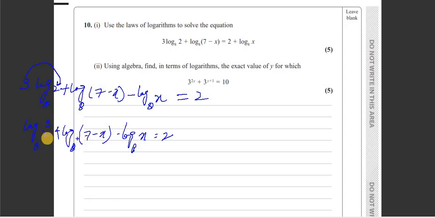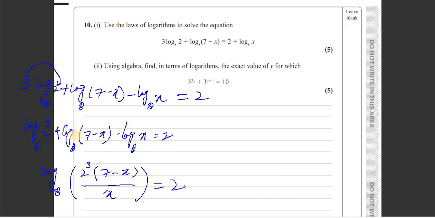Now we have 3 logs, and these 2 logs are being added and this one is subtracted, so you can rewrite all these terms as a single log base 10 of 2 to the power 3 multiplied by (7 minus x), divided by x. These 2 are being added, so they are multiplied, and then the one being subtracted comes in the denominator.